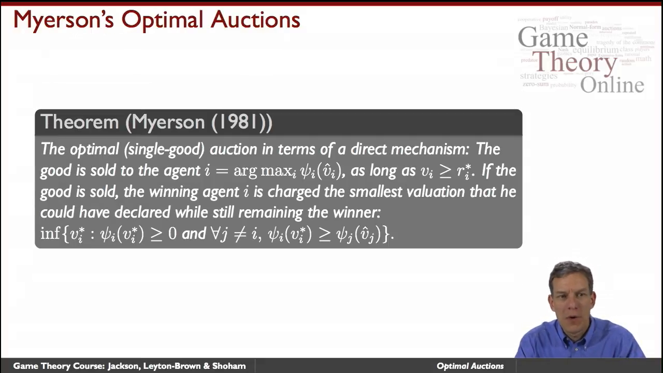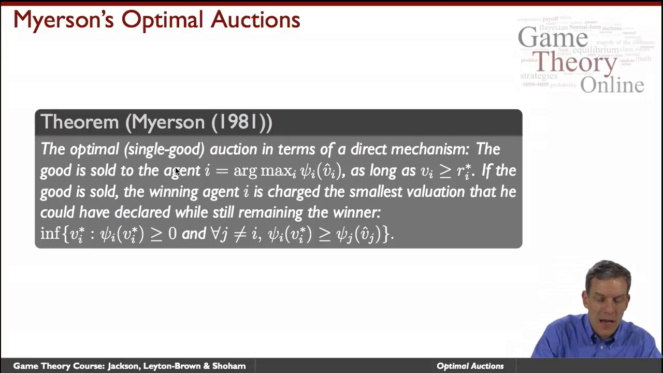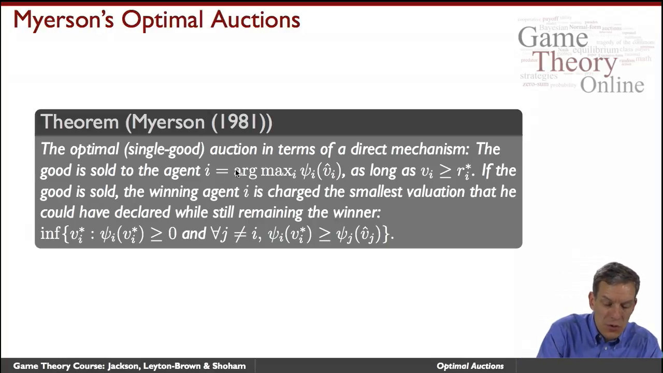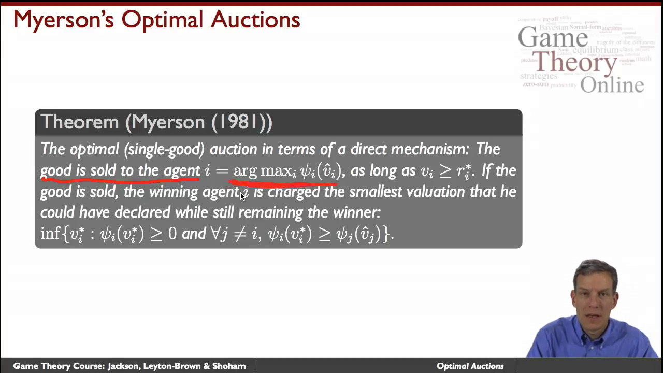Okay. So Roger Myerson proved a theorem which characterized optimal auctions in 1981. Actually, that was part of the work that earned him the Nobel Prize, along with the revelation principle and some of the other things we've seen. This has been a fairly influential theorem, and so let's have a look at what it says. It's a bit of a mouthful, but if we look at the optimal single good auction in terms of a direct mechanism, what's the structure? The structure is you're going to sell the good to the person who has the highest virtual valuation based on what they announced.